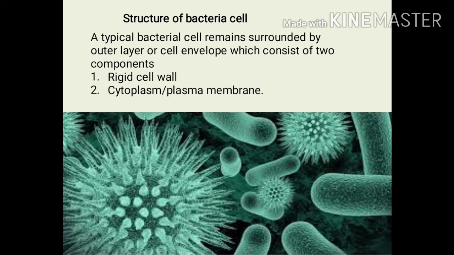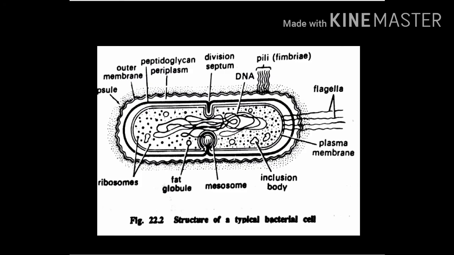Today we will see the structure of a bacterial cell. A typical bacterial cell is surrounded by an outer layer or cell envelope, which consists of two components: one, the rigid cell wall, and second, the cytoplasmic or plasma membrane. The cell envelope encloses the protoplast.